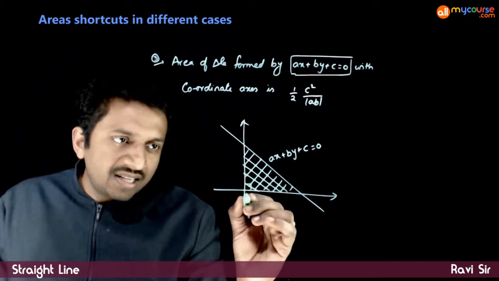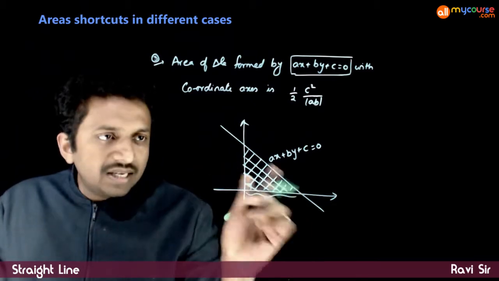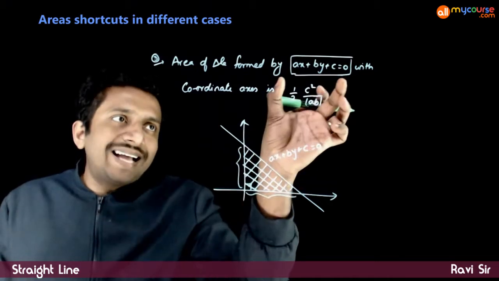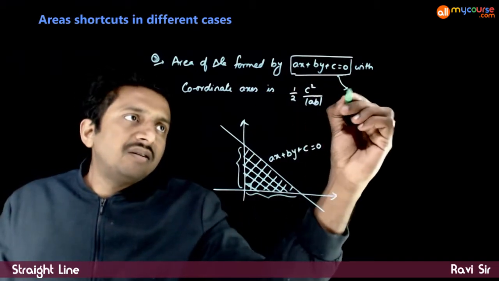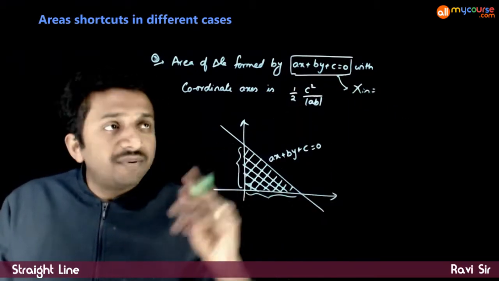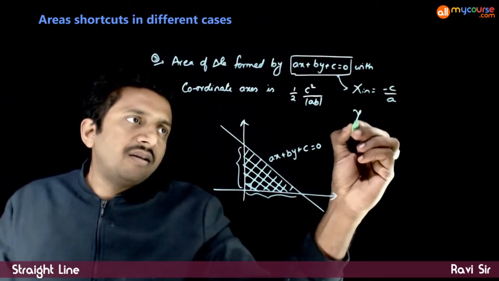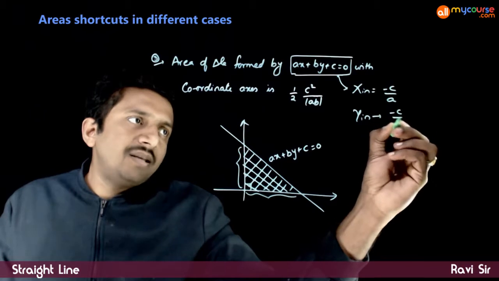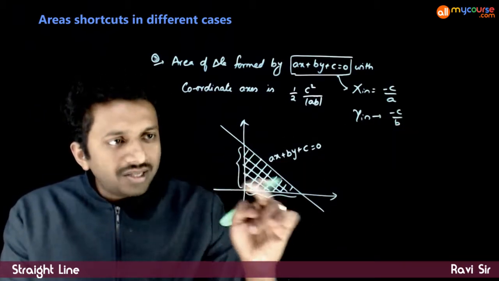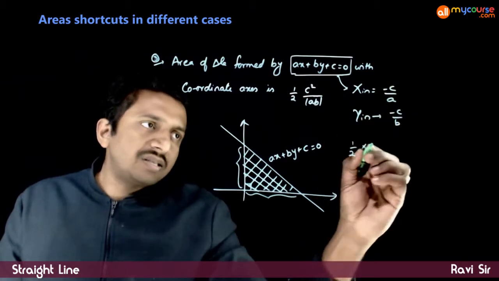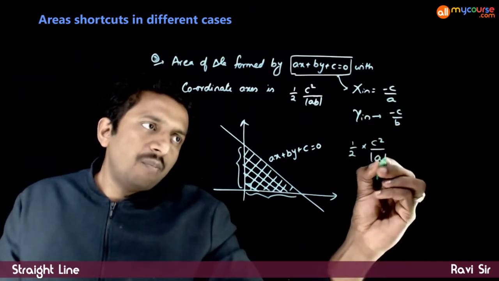The area of this triangle is half times x-intercept times y-intercept. And what is the x-intercept of this? The x-intercept can be found by putting y equal to 0, so minus c by a, and the y-intercept will be minus c by b. So what is the area of this triangle? Half times this into this is c square by mod ab.